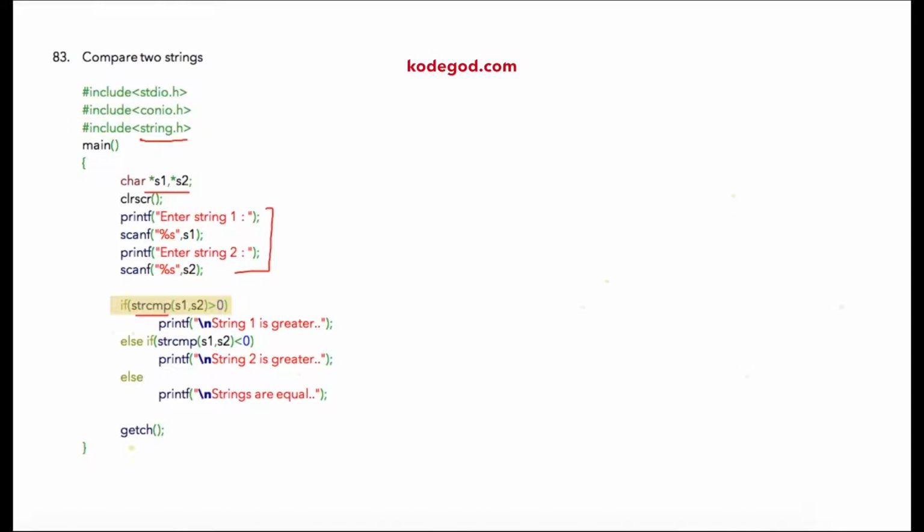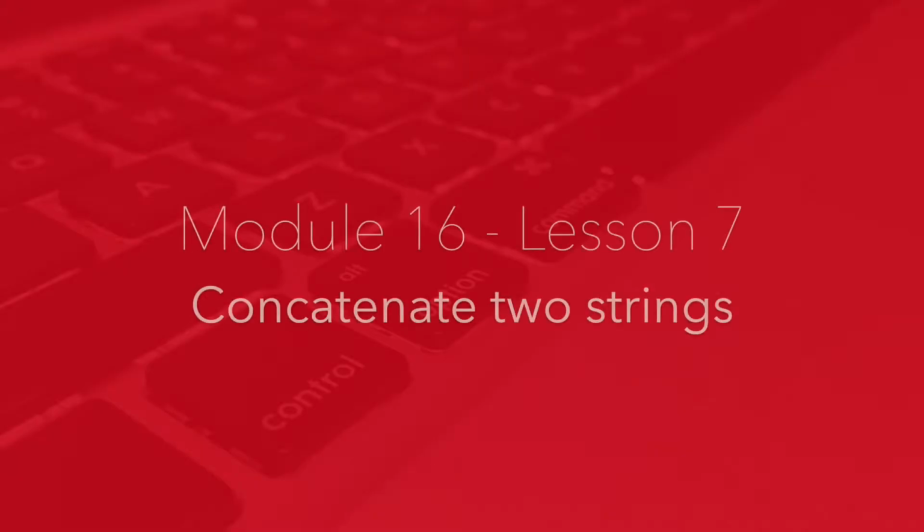So inside of if, I am using strcmp and I'm passing S1 and S2 to it. If the result of the strcmp function is greater than 0, then we can print string 1 is greater, or if the result of strcmp is less than 0, then S2 is greater. If both the conditions are false, that means the result of strcmp was 0, that means the strings are equal.